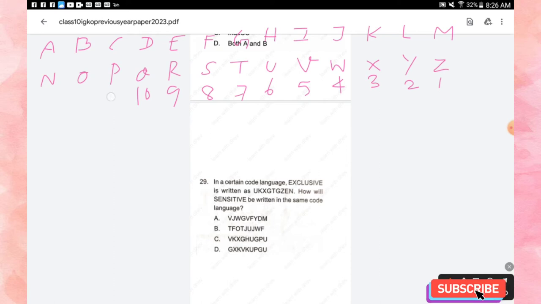So 10, 11, 12, 13, 14, 15, 16, 17, 18, 19, 20, 21, 22, 23, 24, 25, 26. Right. Now we'll write down the word exclusive here.